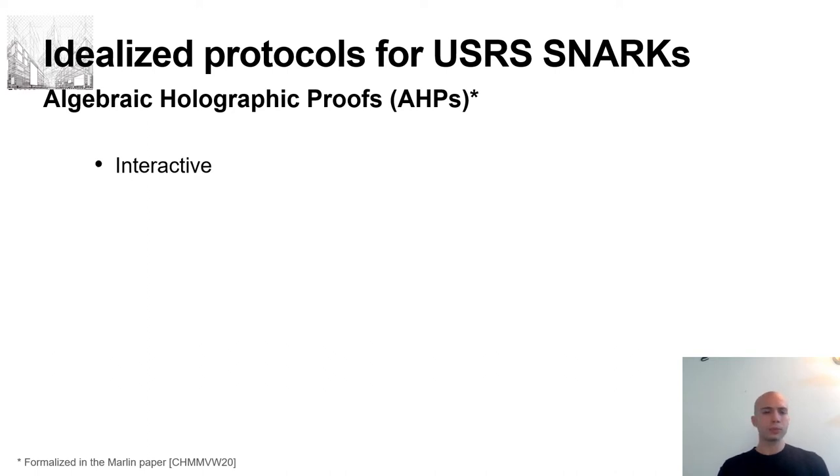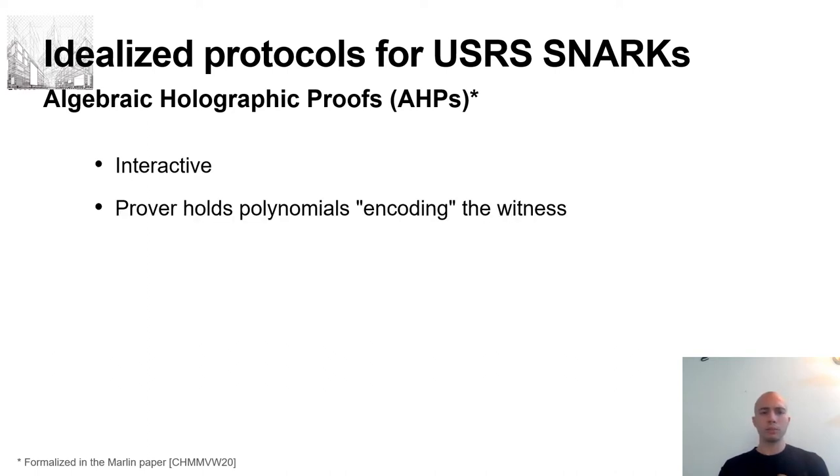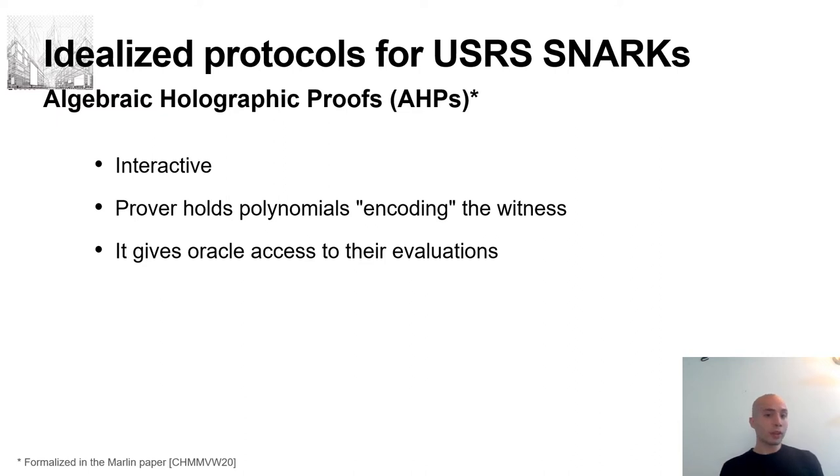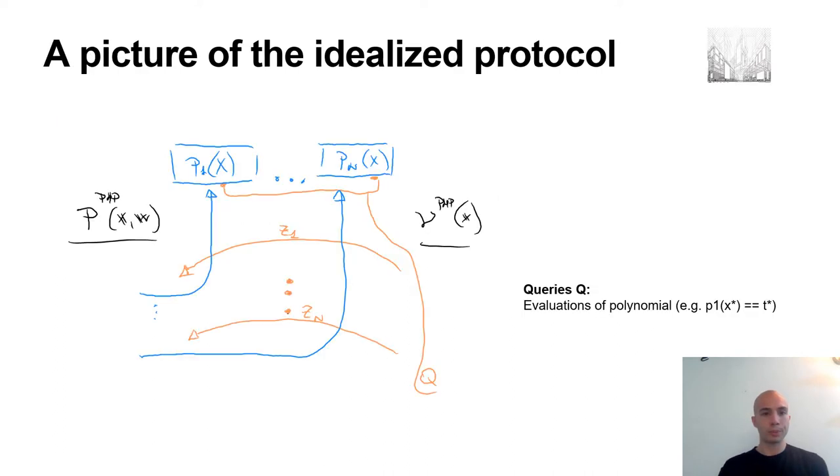And you can think of it as an interactive idealized protocol where the prover holds polynomial encodings to the witness. So it takes the witness, it encodes that in a bunch of polynomials, and then it gives oracle access to the verifier to the evaluations of these polynomials. And the verifier can query the polynomials provided by the prover at different points.